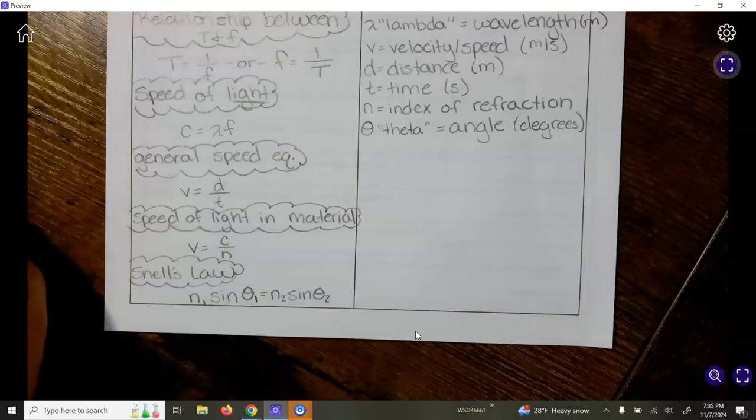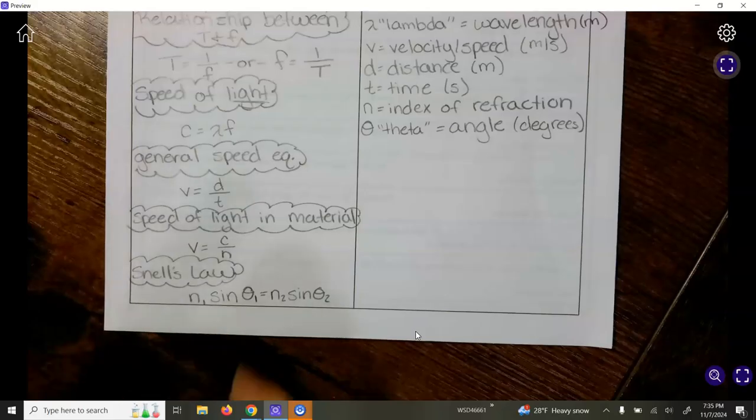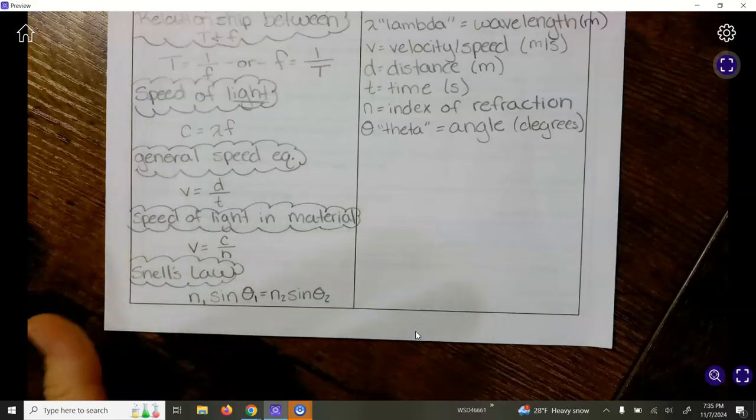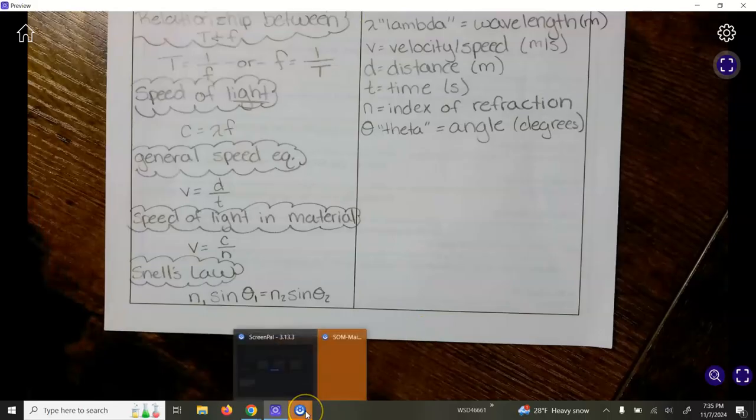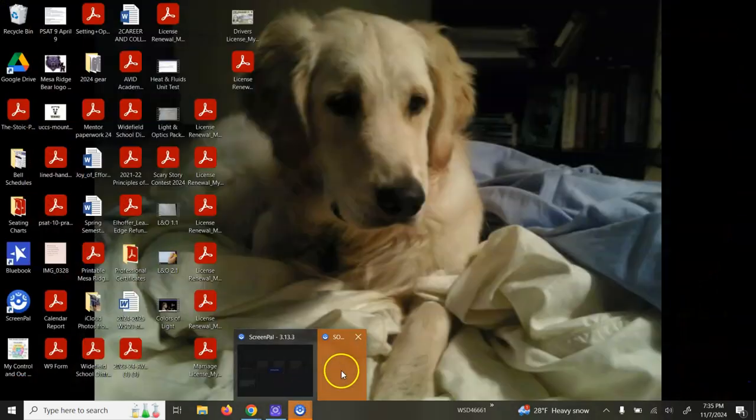So when you guys are working on your PhET lab, we're actually going to be using the inverse sine. If you have any questions for the Snell's Law examples from the packet, please let Miss Davis know, and she can tell me which ones to go over. That is all of the equations for the entire packet, and so I'm going to go ahead and stop it right there.